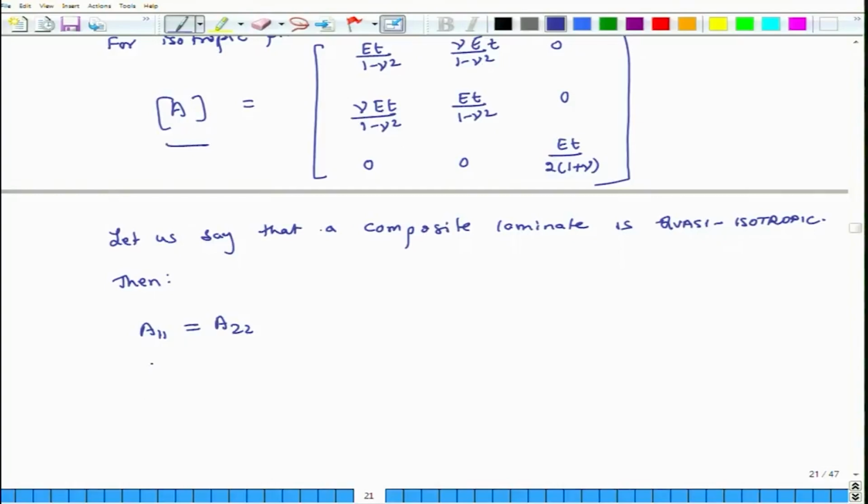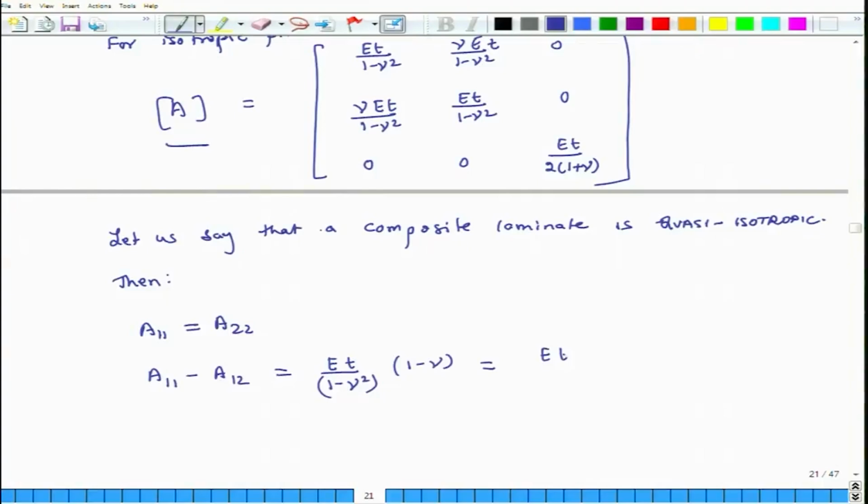The other thing we see is that if we look at A11 minus A12, if we take the difference A11 minus A12, what do we get? We get E T divided by 1 minus nu square times 1 minus nu, and this 1 minus nu cancels out from numerator and denominator.